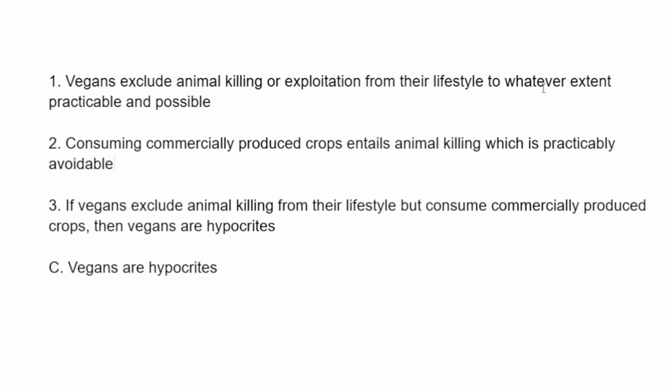So you could do all of your own veganic farming, our critic might say. So therefore, even if the vegan says, well, I don't exclude all animal killing, we can still get to the same conclusion, basically. So, to further emulate the argument here, if we have further defined it as such, do we agree with premise one now? I think we probably do, right? Vegans exclude animal killing or exploitation from their lifestyle to whatever extent practicable and possible.